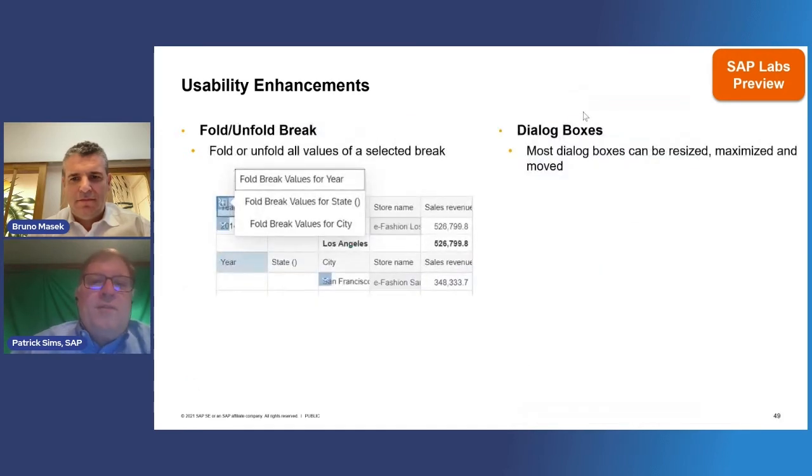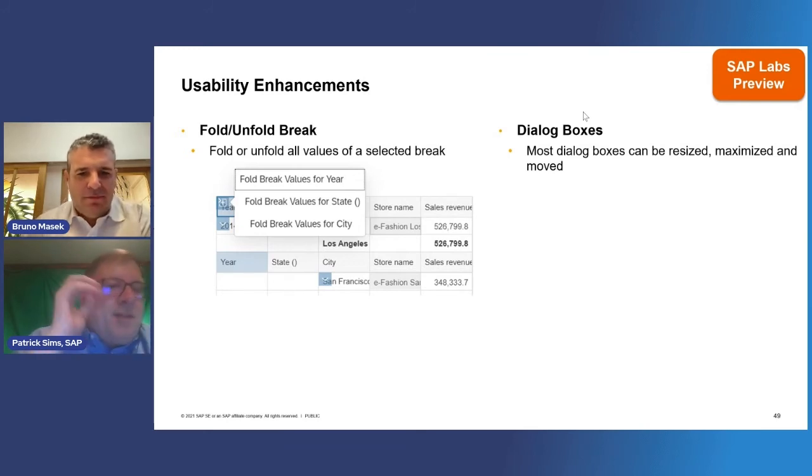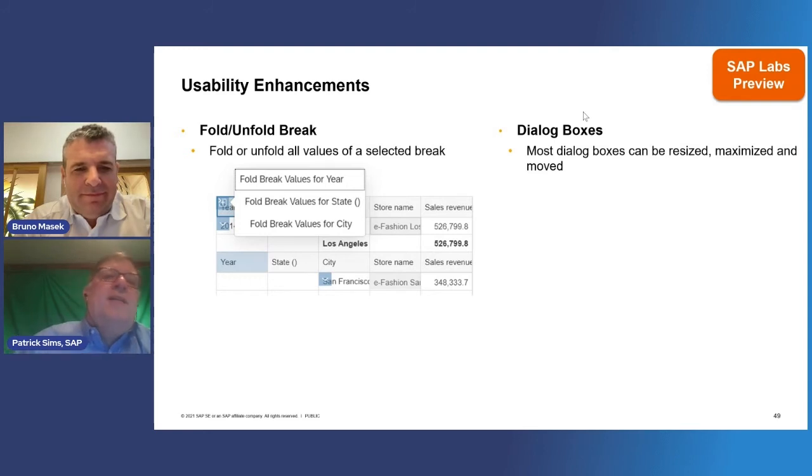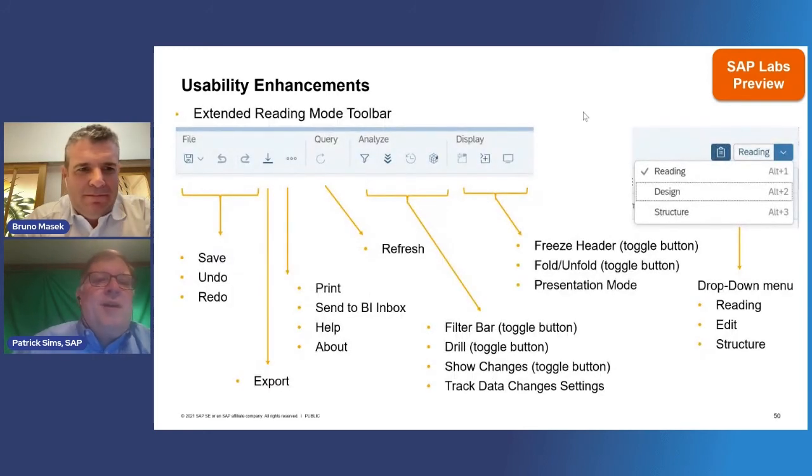So fold and unfold, we've seen that already. Again, on the upper left corner, you'll see what the fold breaks are, what the values are that you're doing the fold on. And then as you mouse down into the table itself, you'll see the chevron to do the folding and unfolding. Dialog boxes, as I mentioned for the input controls, we've allowed for most of the dialog boxes that pop up now to be resized, maximized, and moved around as well. So again, just from a nice usability standpoint.